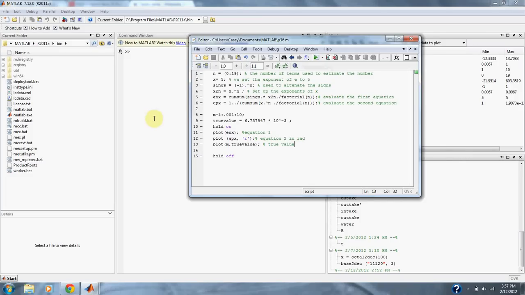Numerical methods for engineers. Problem 3.6. Evaluate e to the negative fifth using two approaches. Approach 1, using an alternating Taylor series, or approach 2, using 1 over the exponential Taylor series.